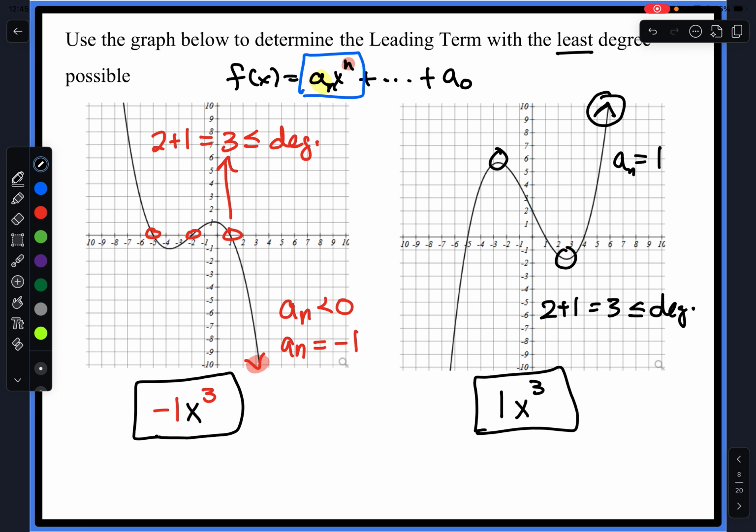So this is what the leading term would look like to create a graph that looks something like that.